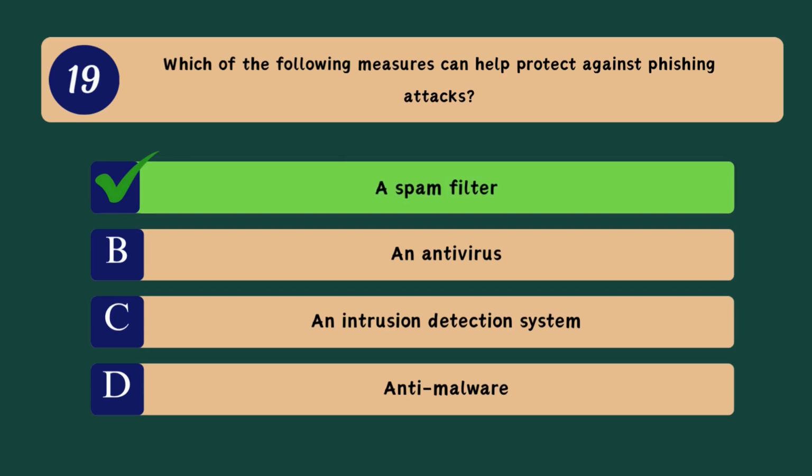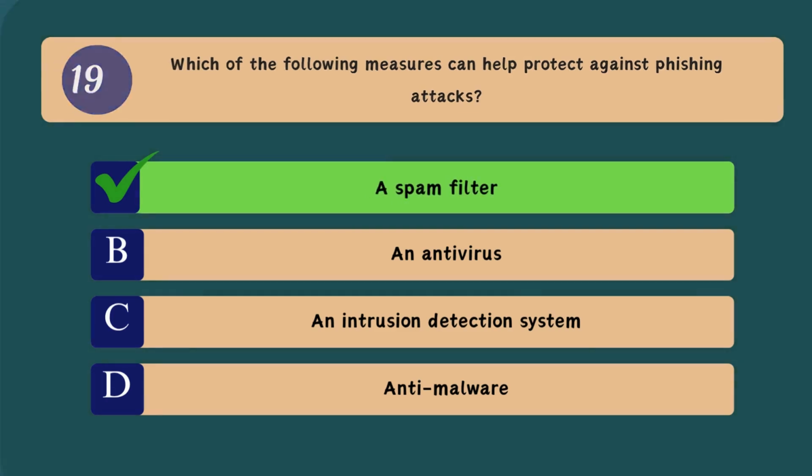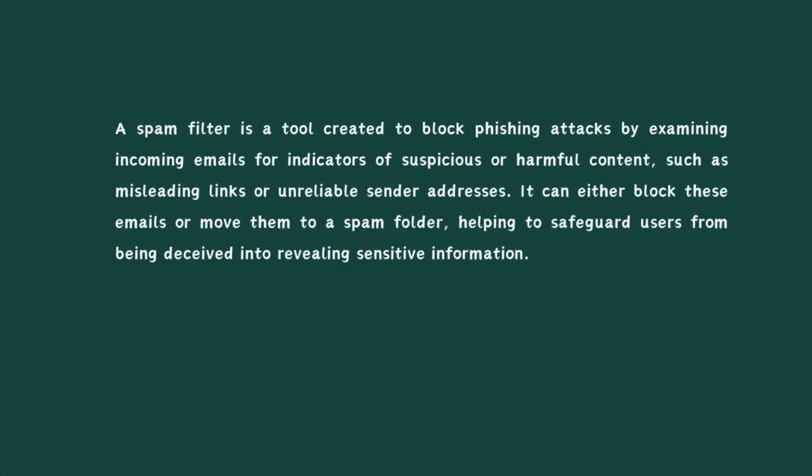Correct answer: A. A spam filter. A spam filter is a tool created to block phishing attacks by examining incoming emails for indicators of suspicious or harmful content, such as misleading links or unreliable sender addresses. It can either block these emails or move them to a spam folder, helping to safeguard users from being deceived into revealing sensitive information.